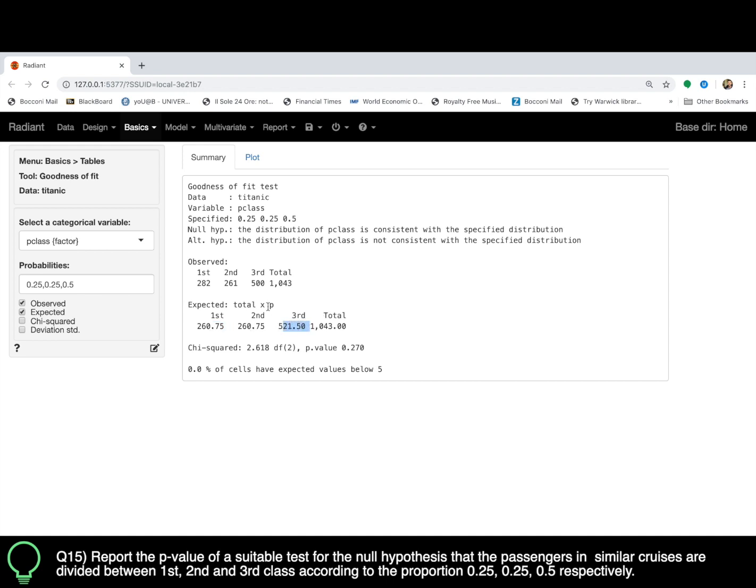This is slightly different from what is observed, but not enough apparently. So the chi-squared test has the null hypothesis that this sample comes exactly from this distribution. Although it's not the same, the observed values are not exactly as we expected, but they're not very different either. So the p-value for this test is 0.270. This is the number we have to report here.